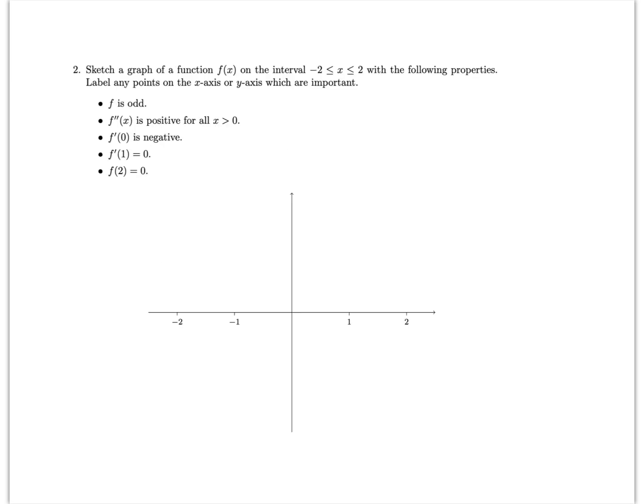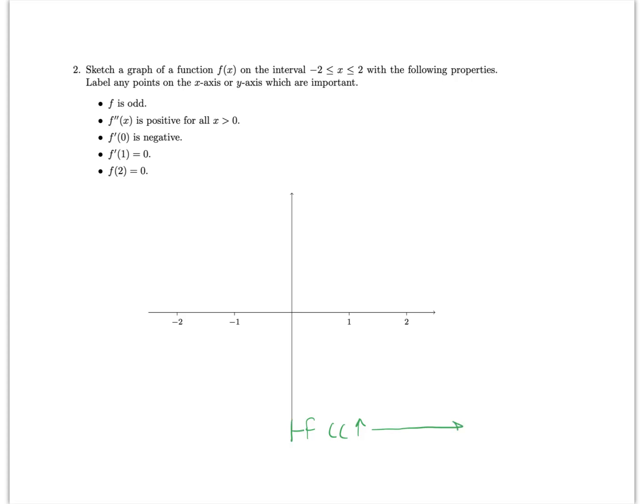Number 2, sketch a graph of a function f of x on the interval -2 to 2 with the following properties and label any points on the x-axis or y-axis which are important. Okay, f is odd, which means it's going to have origin symmetry. F double prime is positive for all x's greater than 0. And f double prime being positive means that f is concave up. So I'm going to write f concave up all along here.